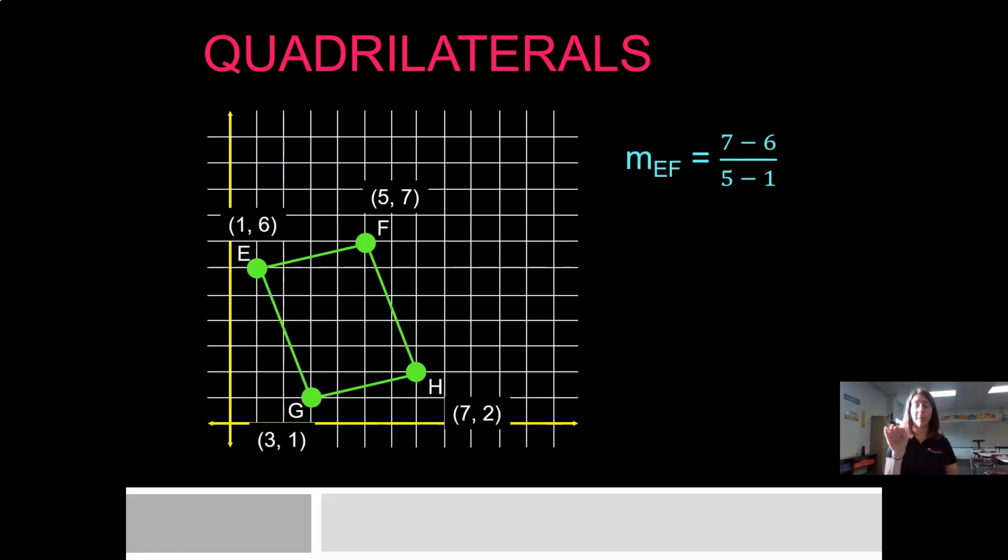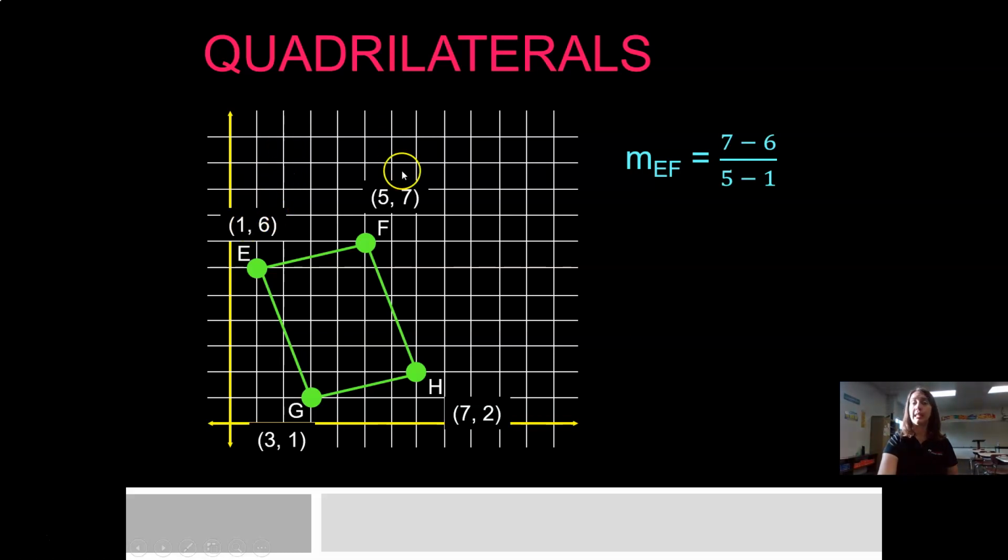So let's begin. Here's my little m for slope, and that little subscript at the bottom, EF, just shows I'm using the top part of my picture. What's the slope going from E to F? For our slope definition, the slope formula was y2 minus y1. So I picked the y that was at point F, subtracting the y that was at point E.